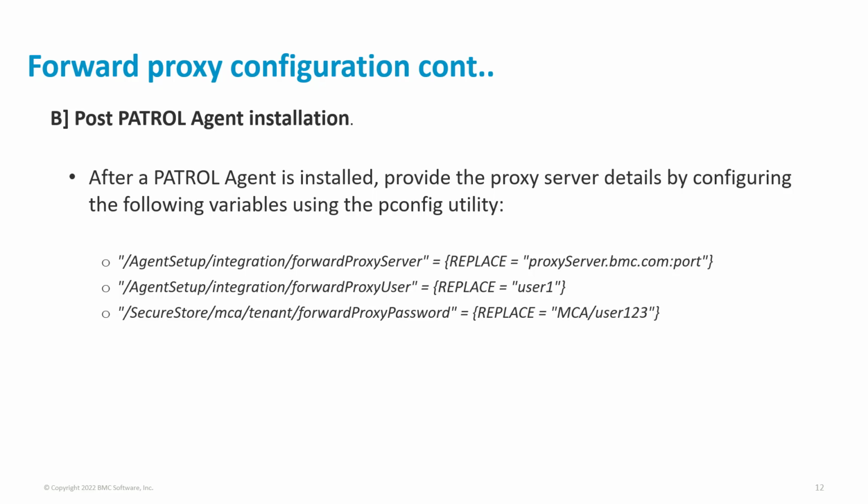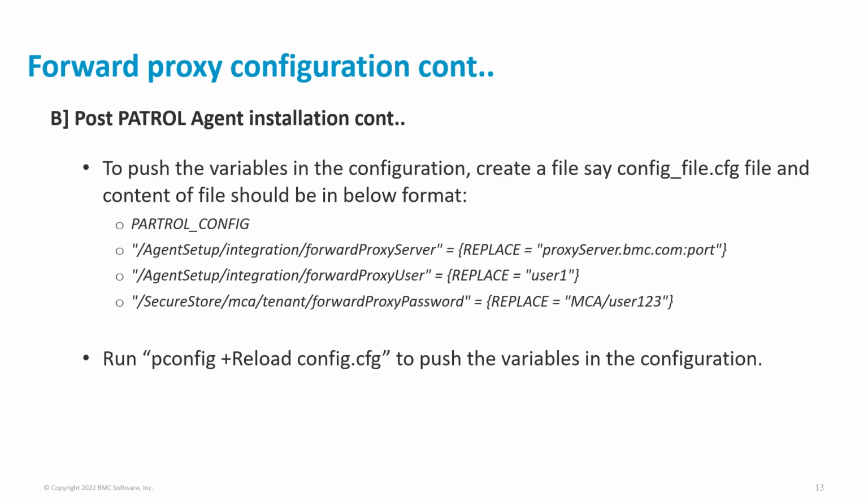Now to push the variables into the Patrol Agent configuration, create a file, say config_file.cfg, and the content of the file should be as per the below format, where all of the three variables as we have discussed should be present. Once your file is ready, run pconfig +RELOAD and the file name to push the variables in the configuration.